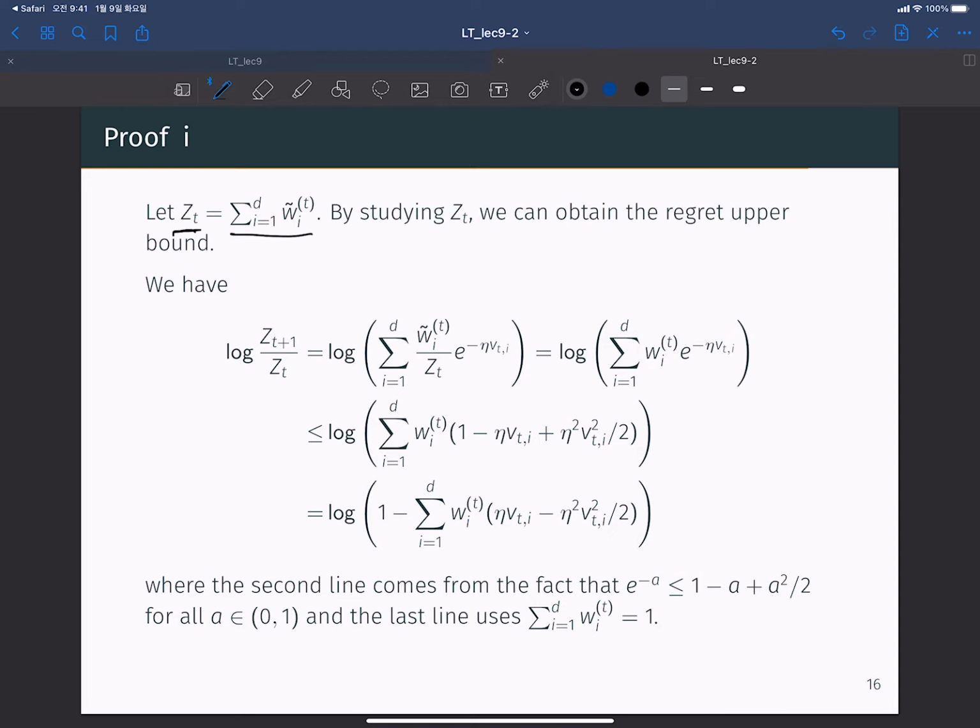Right, so from the definition, we have this information. Log Z_{t+1} over Z_t is equal to this. More precisely, the potential function is not the pure Z_t, but log Z_t. So we will study the upper and lower bound of log Z_t, and from the upper and lower bound, we can conclude the regret.